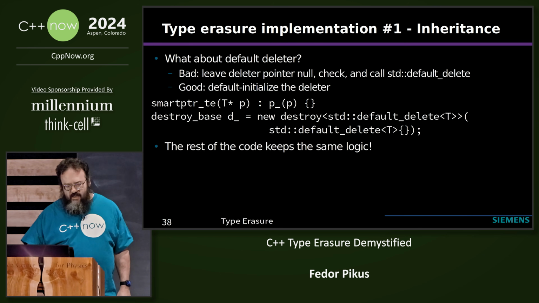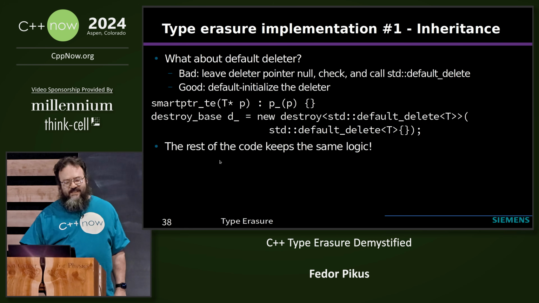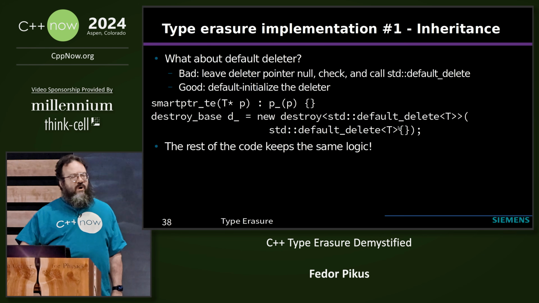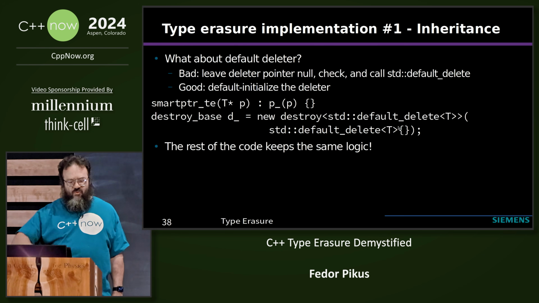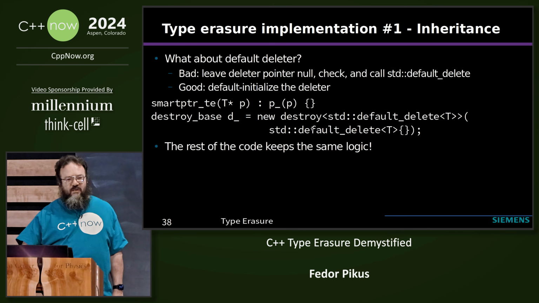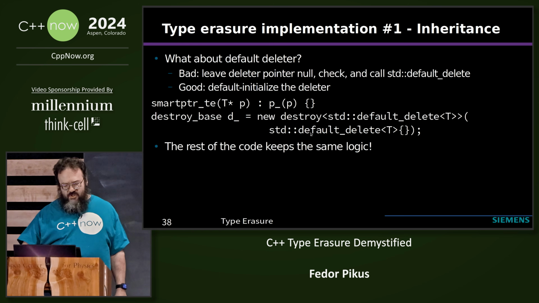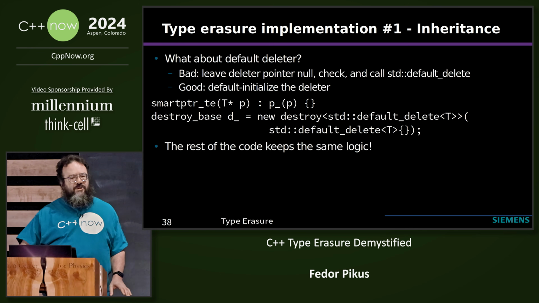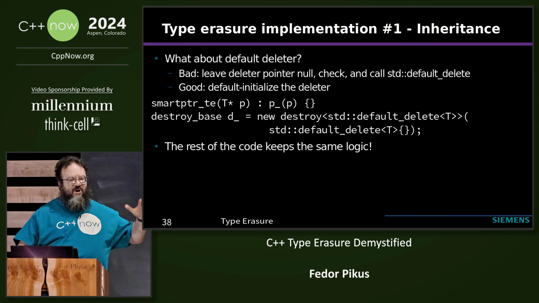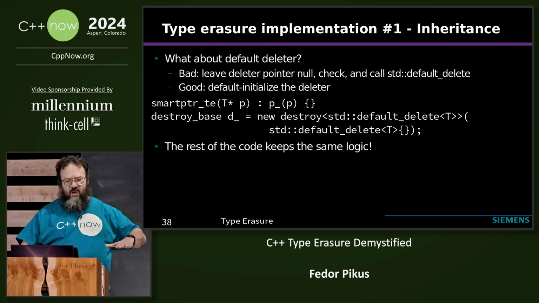Bad idea, because you have that null check even if the custom deleter is installed, and you don't need it. Much better is to say that it's never null. It's initialized with the default action. So we always invoke the deleter through that type erased interface. And the default just does the default thing, whatever the default thing is. The rest of the code keeps the same logic. So there is no if condition, and also there are no branches in the code logic. The code logic is always the same. I don't have a separate logic for the default deleter.